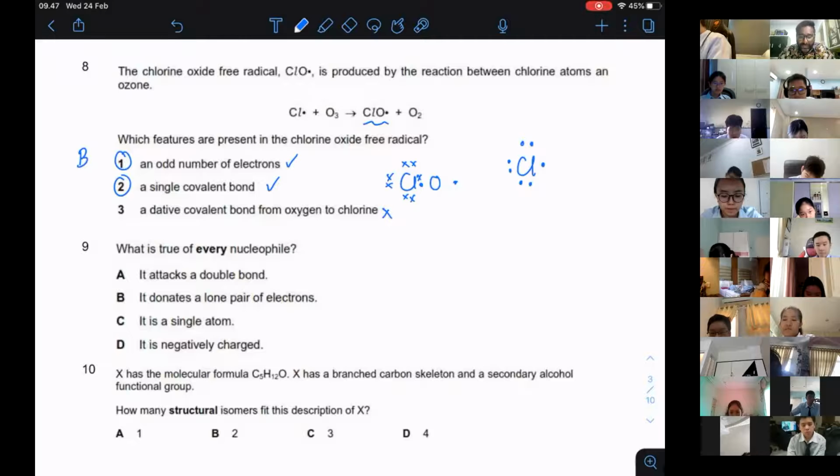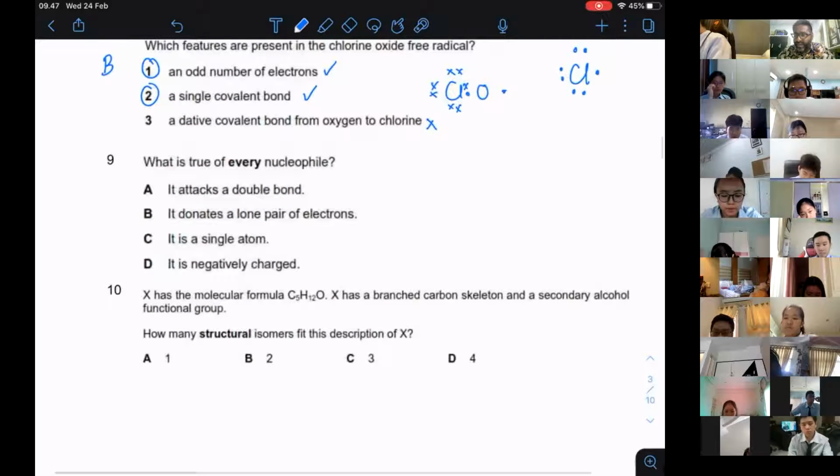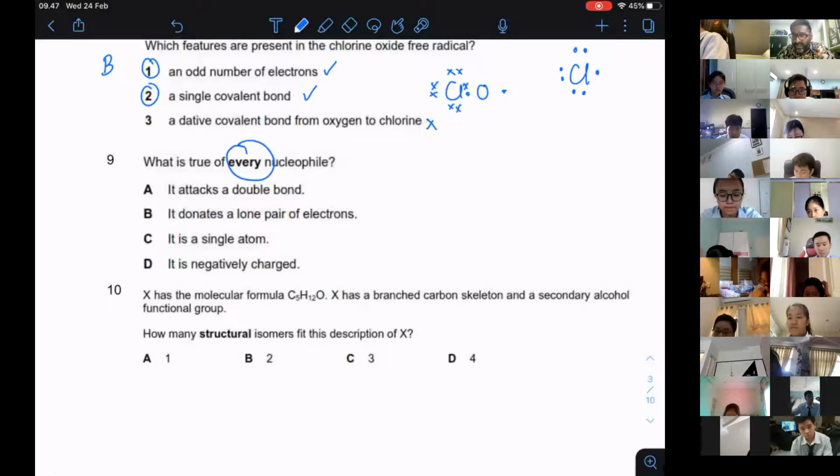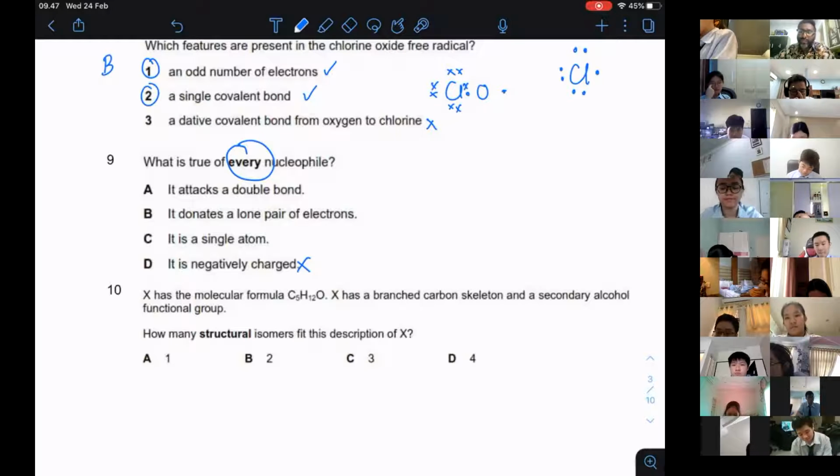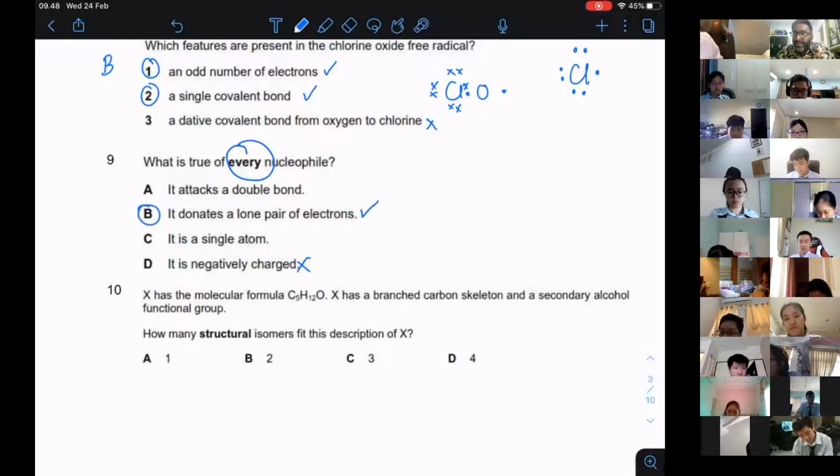Now, this one is again what was asked just now, which I explained to you, which is true of every nucleophile. The question Josh asked: is every nucleophile going to be negatively charged? The answer is no, so don't select this. The definition of a nucleophile: they are attracted towards the nucleus because they want to go for a proton, because they want to donate the lone pair of electrons. So this is going to be the answer. It must be able to donate a lone pair of electrons.